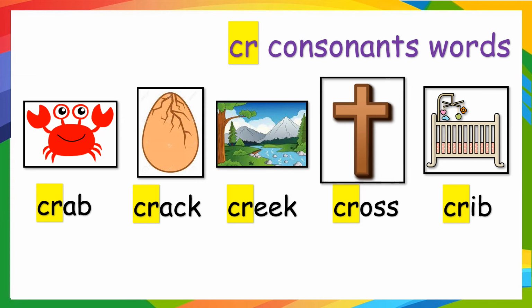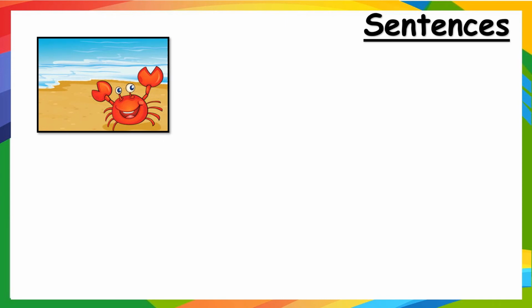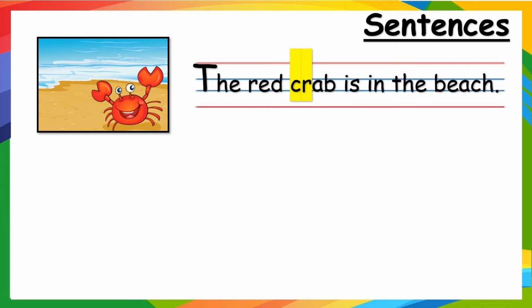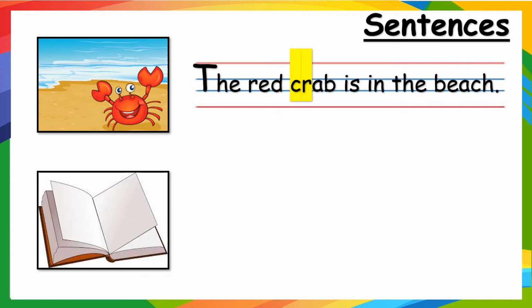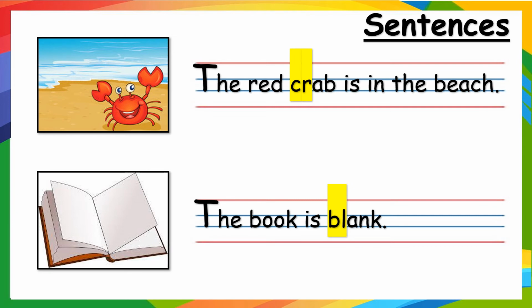Wonderful. Now it's time to look at some sentences. Look at this picture. What do you see in the picture, my dear kids? The red crab is on the beach. The book is blank. Very good. The book is blank.